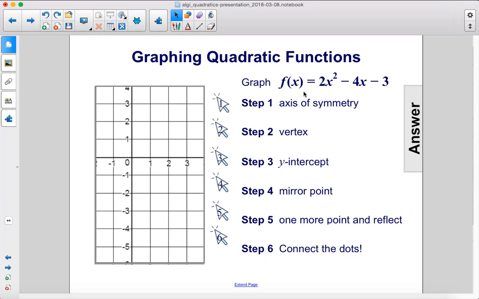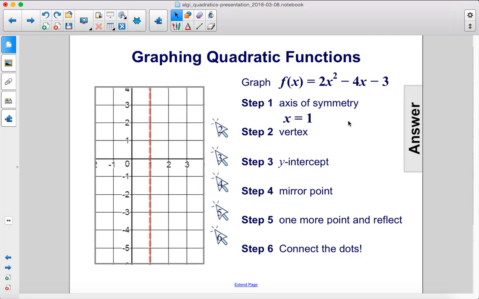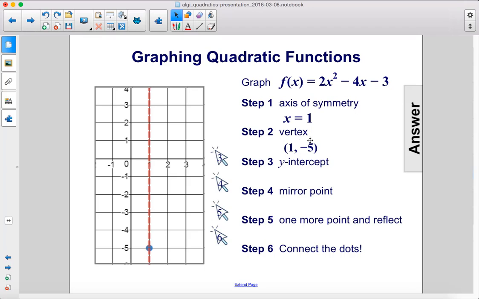Let's graph f of x equals 2x squared minus 4x minus 3. Step 1, the axis of symmetry. So negative b over 2a gives us x equals 1. So here it is right there. Step 2, the vertex. We plug 1 into the function, we get negative 5. So our vertex is at 1 comma negative 5, which is down here.